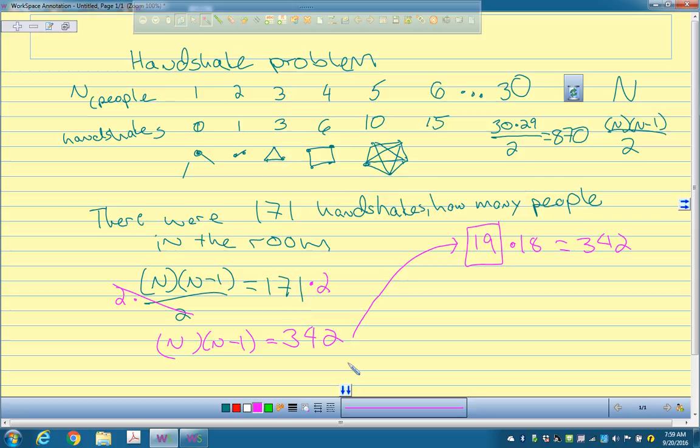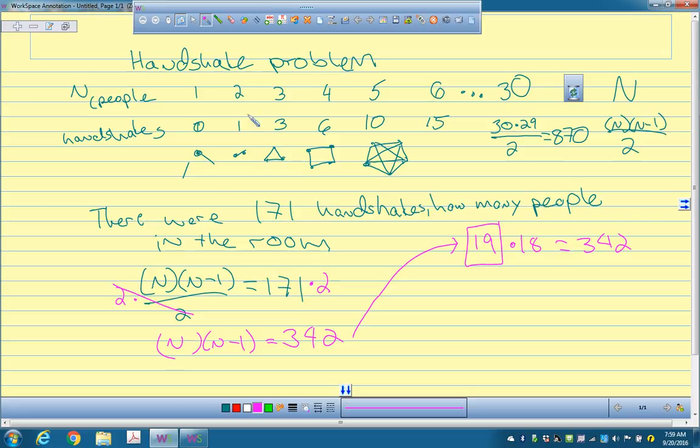You can think about it with football games, right? How many different football teams are there in the NFL? 32, so you could have 32 times 31 different matchups, right? 32 times 31 divided by 2, right? So that's a lot of different combinations you could have, huh? Anyway, so that's the handshake problem.